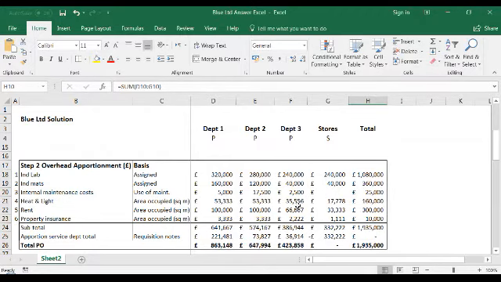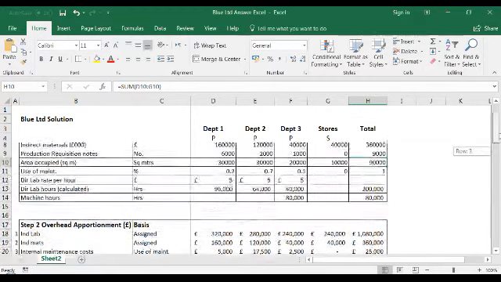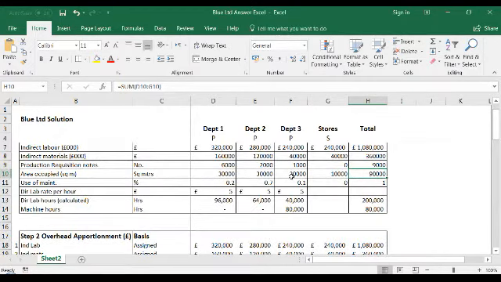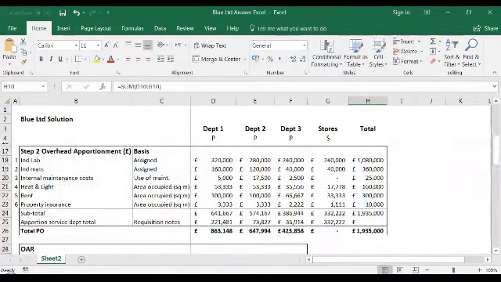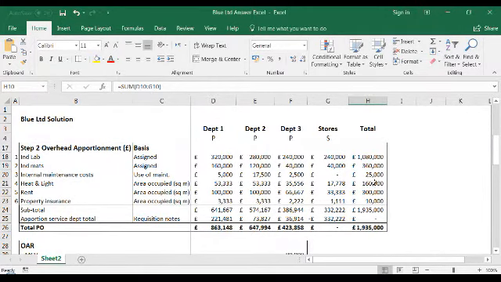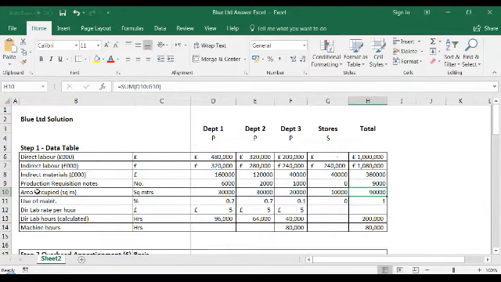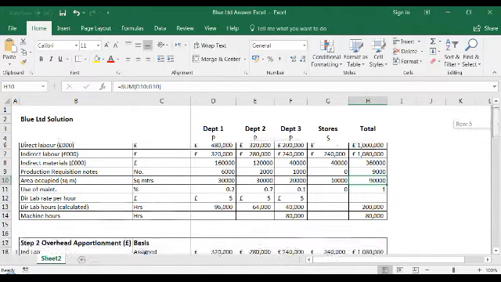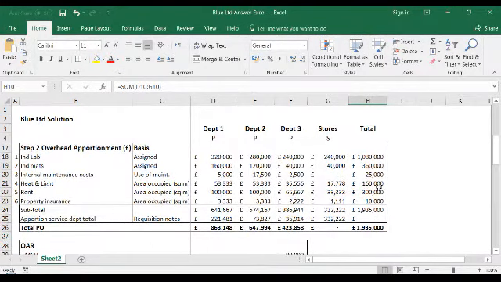For example, this one, department 3, we look at the area occupied, 20,000, divided by the total 90,000 and multiplied by the shared expense 160,000, and that is 35,556. Also for stores, the area is 10,000, so 10,000 divided by 90,000 and that fraction multiplied by the shared cost of 160,000. So this is 17,778.